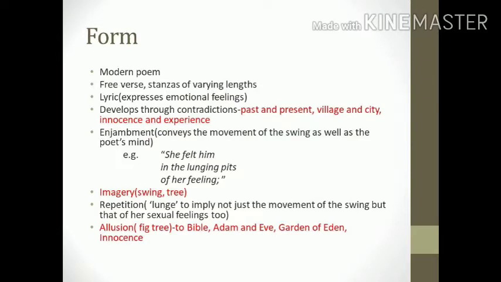Allusion is another device employed in this poem. Fig tree alludes to the Bible, to Adam and Eve, to the Garden of Eden, to innocence. We discussed this in the first video. If you missed it, go back to the first video and watch again.